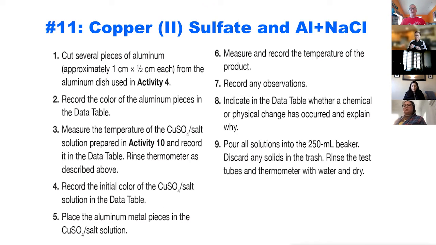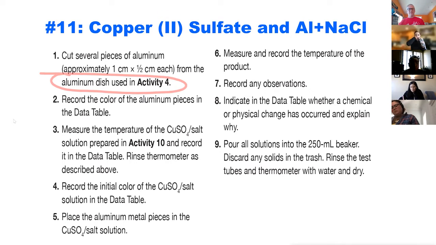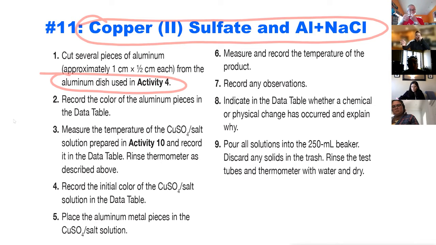So take that same solution and we just get some aluminum foil. And I think pretty much everybody's got aluminum foil at home. If you don't have aluminum foil at home, you just take pieces of the aluminum disc, cut little pieces of it, and throw those into this solution of copper 2 sulfate and sodium chloride from the last one. Measure the temperature, should be the same temperature as you measured last. But see what happens when you throw the aluminum in.